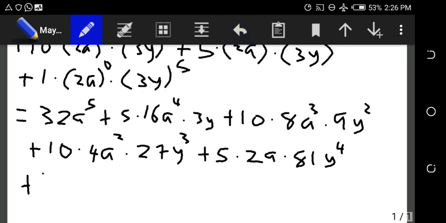We're going to have 1 times, now 2a in bracket raised to the power 0, that will give us 1, times, for here 3y in bracket raised to the power 5, 3 raised to the power 5, that's 3 times 3, 9 times 3, 27 times 3, 81 times 3, and that is 243, so that will give us 243y raised to the power 5. Alright, so we can now go ahead to multiply that out.